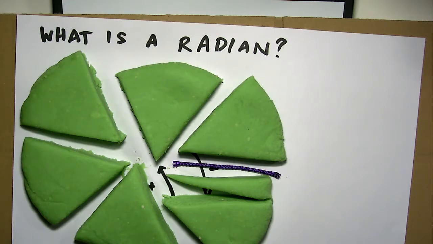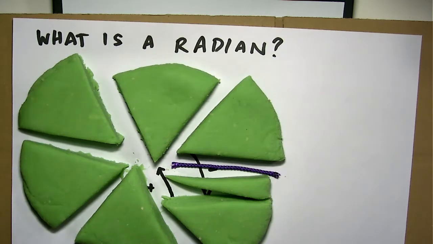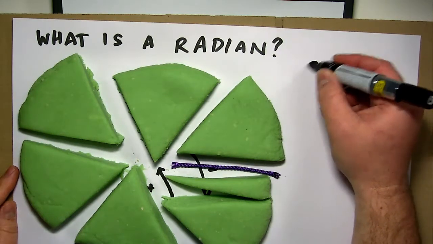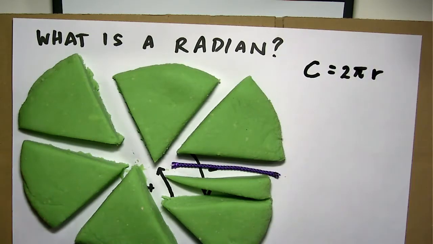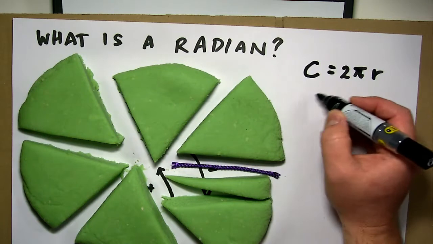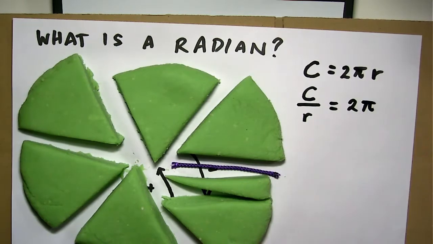Well, if you think back to the previous video, this is exactly what we saw in that video. And there we saw that for any circle, the circumference and the radius of the circle are related by the formula c equals 2 pi r, where here c is the circumference, the distance around the outside of the circle, and r is the radius of the circle. And if we rearrange this, we get c divided by r is equal to 2 pi. And in fact, you remember from the previous video that this is actually the definition of the number pi.